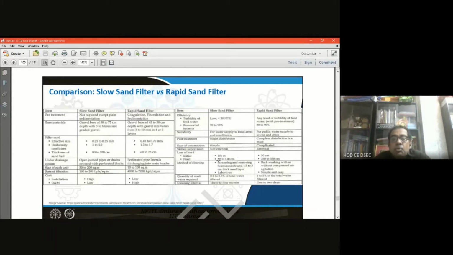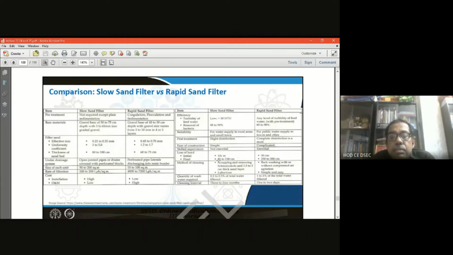Suitability for water supply to rural areas or small towns: when the flow is small, then the slow sand filter will be applicable. But for public water supply to towns and cities, where the flow is more, the rapid sand filter will be the more appropriate method of filtration.